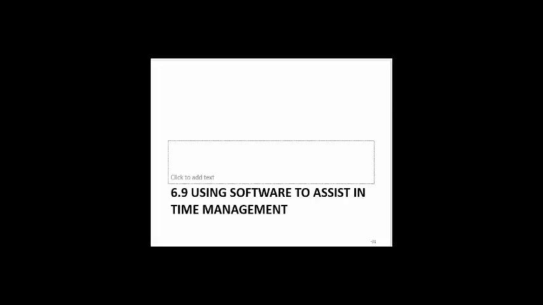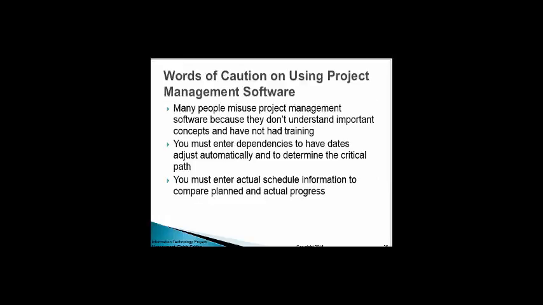And then the last section, of course, talks about the software that we might use. And, of course, we're going to use Microsoft Project. I think we use something else for this in this chapter, too, another software. Maybe not. But as you've seen, we can use other tools. What I'll point out here, though, is that not everybody knows how to use software, and it can be misused. And you also have to enter dependencies with dates to determine your critical path. And then you have to enter the schedule information to compare your plan and actual.